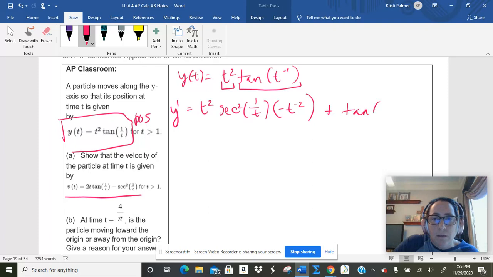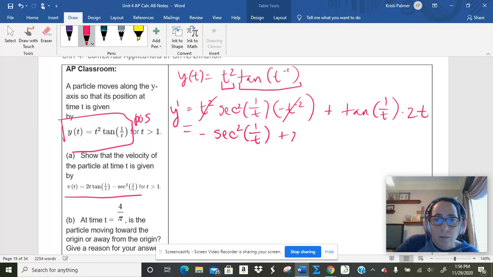Plus the second times the derivative of the first. Cleaning that up, I see that those cancel to negative 1. And here, this is what we had, just reversed order.